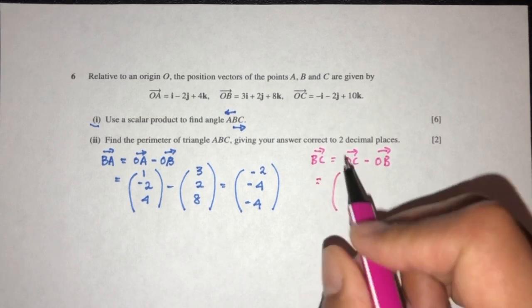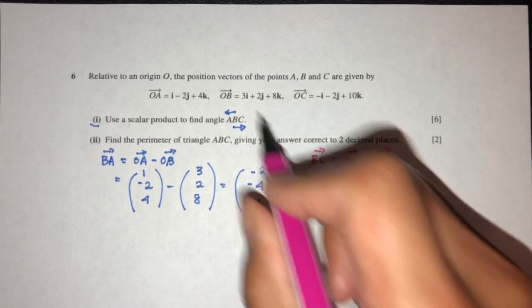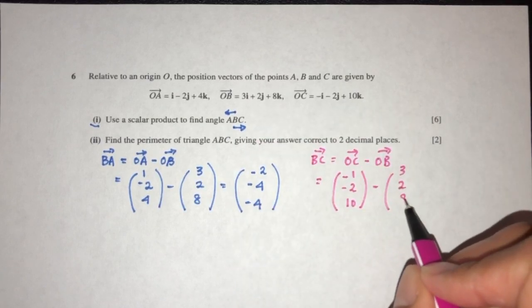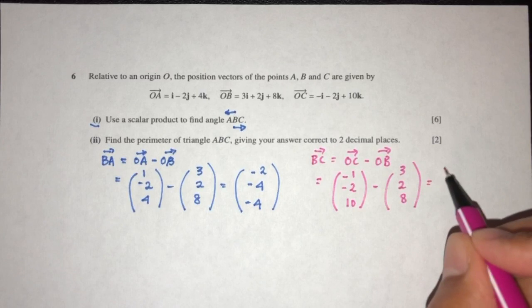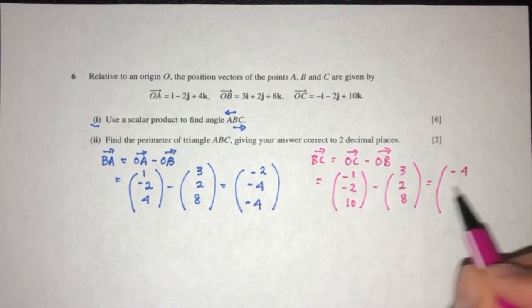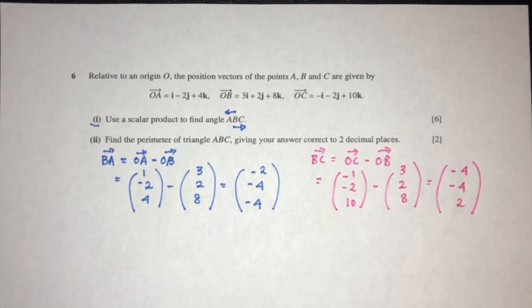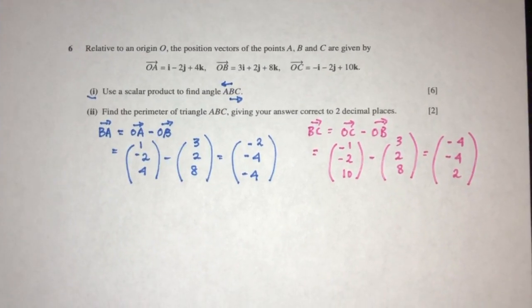Okay, so OC is minus 1, minus 2, 10 given to you. Minus OB will be 3, 2, 8. Let's see what we get. We get minus 1 minus 3 is minus 4, and 2. Okay. Now we have those two directions. We can find the angle between them, angle ABC.